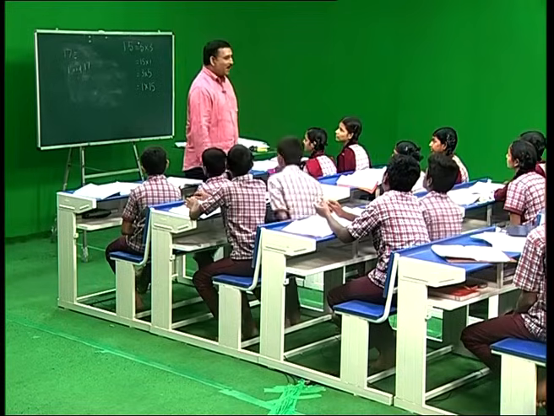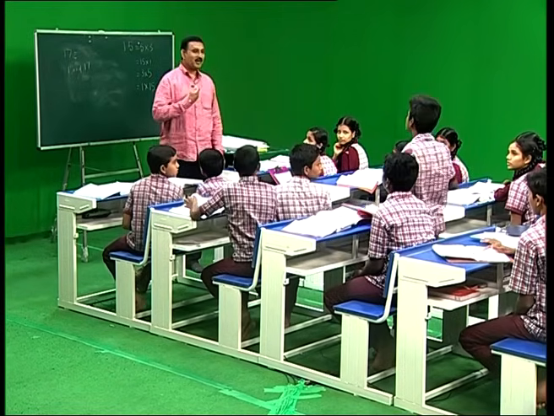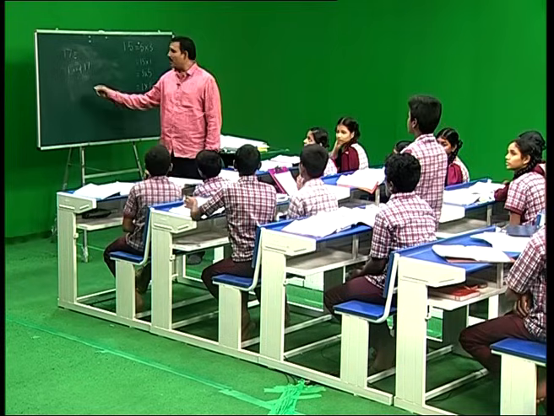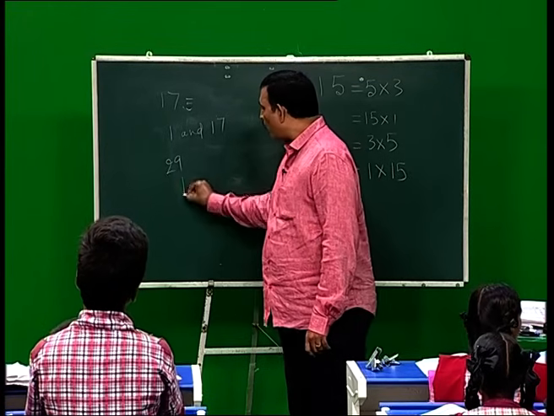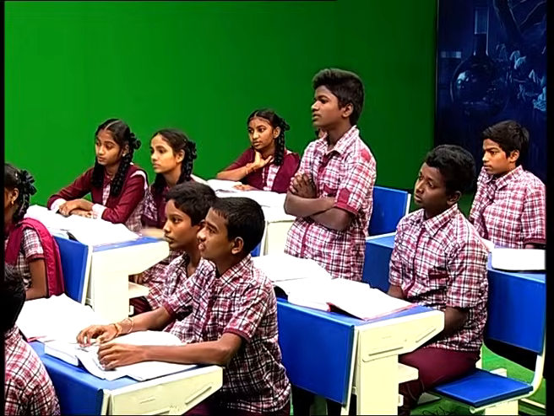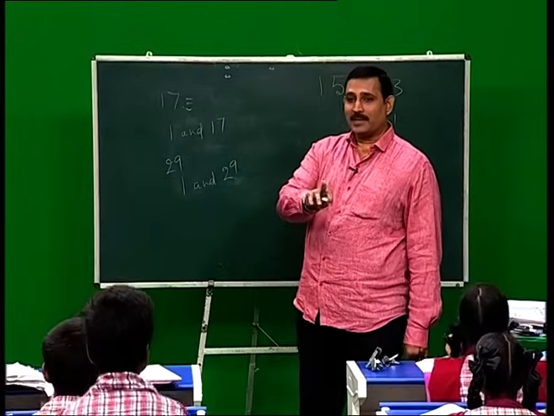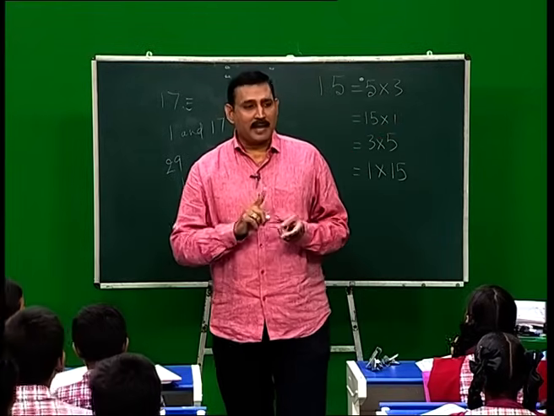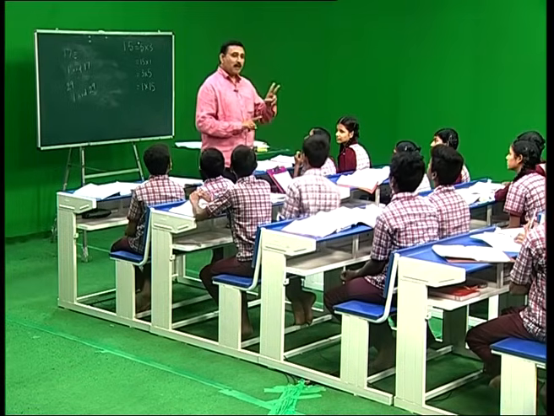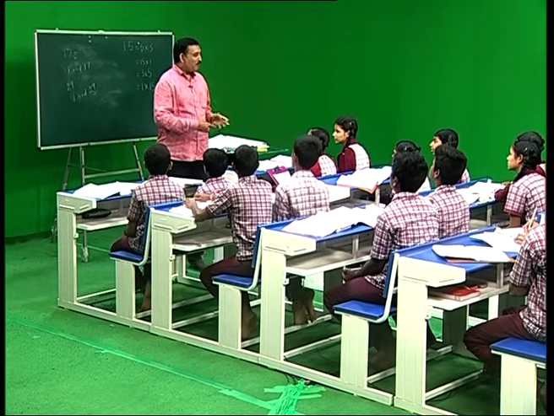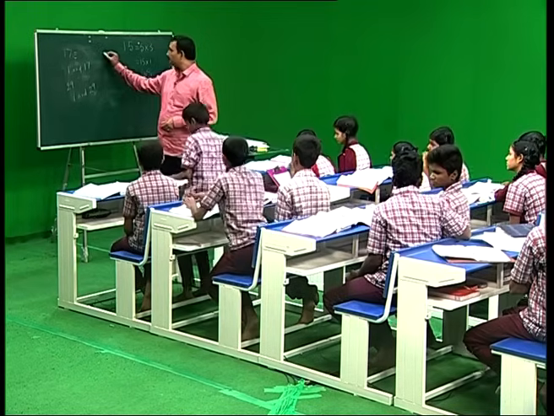Okay, good. One more number? Whoever is having 1 into 29. So what are the factors for 29? 1 and 29. Okay? Right. So actually for the numbers 17 and 29, we have only two factors. For the other numbers, I think for 36, how many factors did you get?